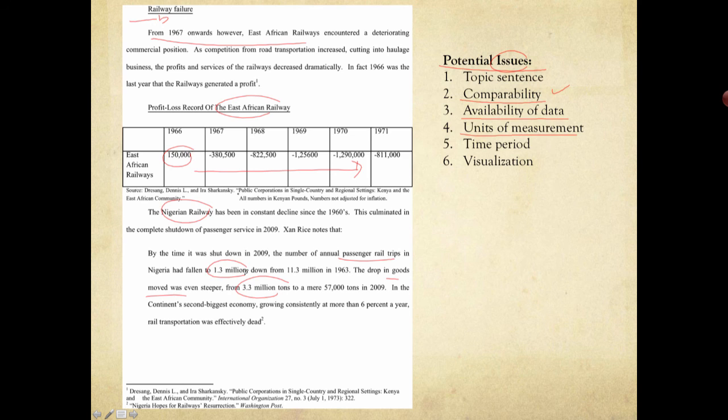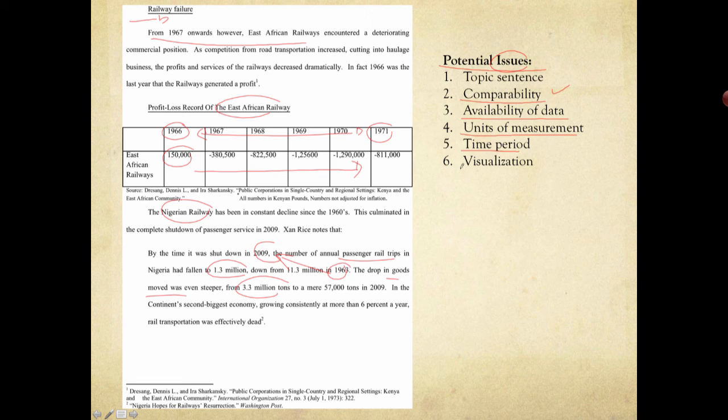The third thing that you will have noticed here is the time periods. For the East African, it goes from 1966 to 1971. So essentially what we have here is a 5-year time period. For the Nigerian railroad, on the other hand, we're going from 1963 to 2009. So this is roughly a 50-year time period. So the time periods that are being compared here are very, very different. And to make this more effective, they should be more similar.